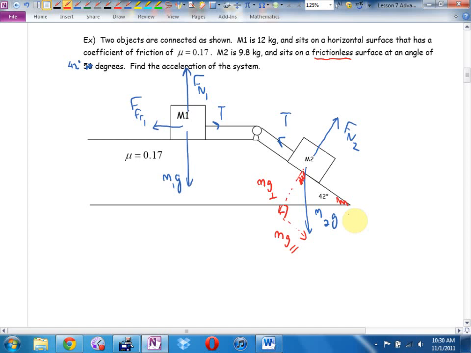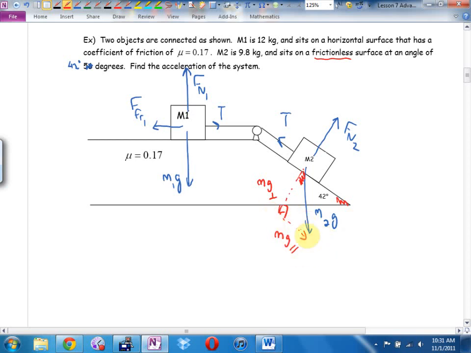Who's winning? Well, it can't be M1, so we have to make the assumption. If any force is winning, what's the only force that could be a winner here? Which way is this whole thing moving? To the right and down. What's the force that's pulling it to the right and down? Don't say MG. MG parallel is. Here's my winner.